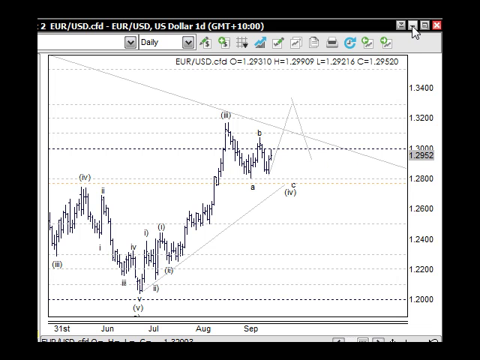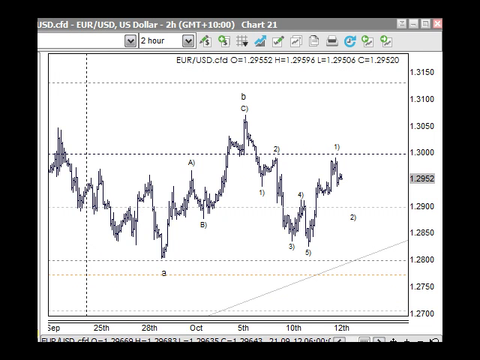So with that in mind, that's the 3-wave correction, the A, the B, and the C wave here. And as we can see here, it does appear that we've got a nice 5 waves to the upside. So that's why the bias for the euro, for the US dollar, is to the downside. And the euro here is a bit more in line with the DAX and the FTSE moving to the upside. So we're looking for wave 1 up to 130.